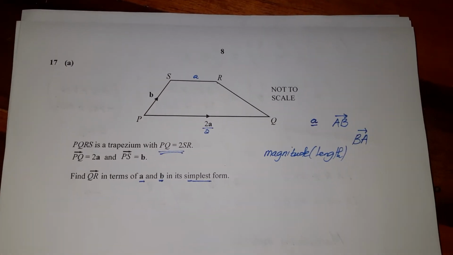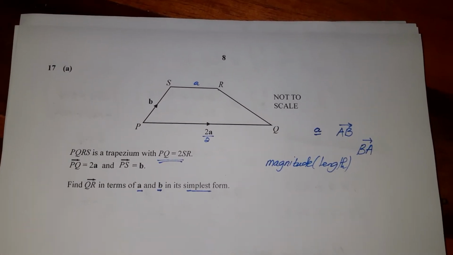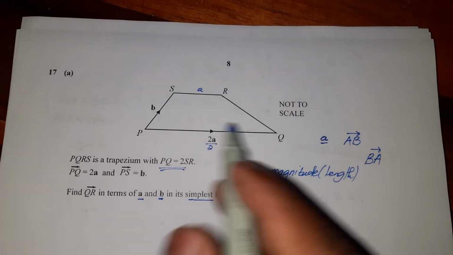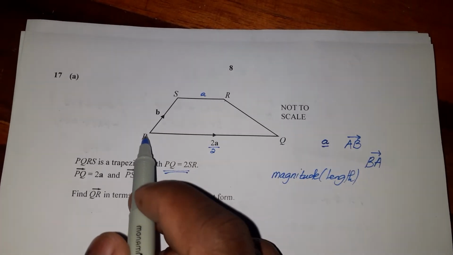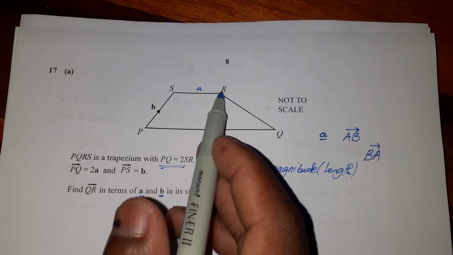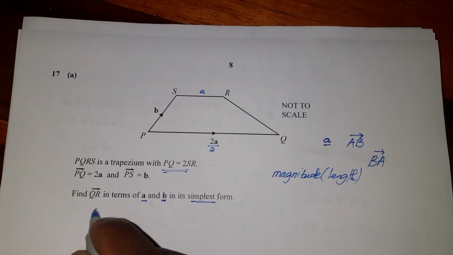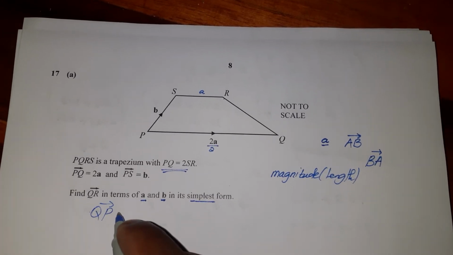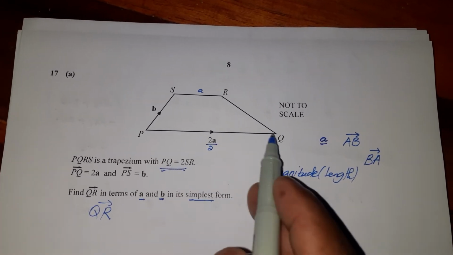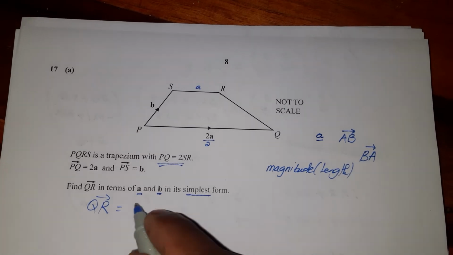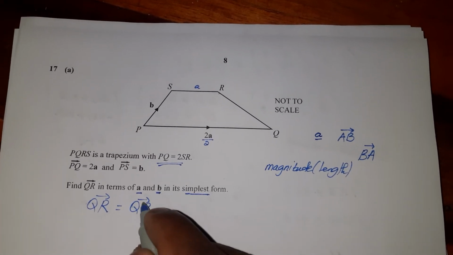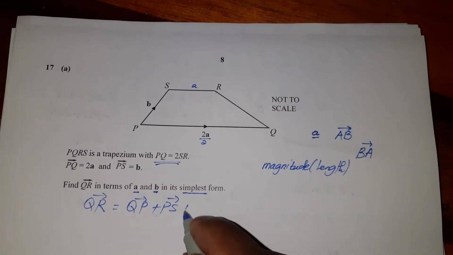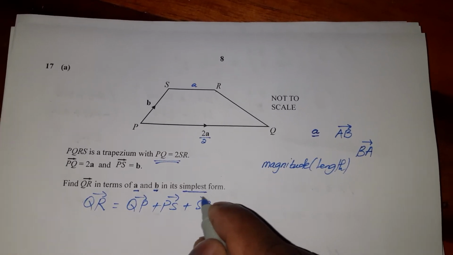So our SR now is A. The quantity there is A. So it means we have to move from Q to P, and then from P to S, and then S to R. So we write QR equals to QP, and then PS, and then SR.